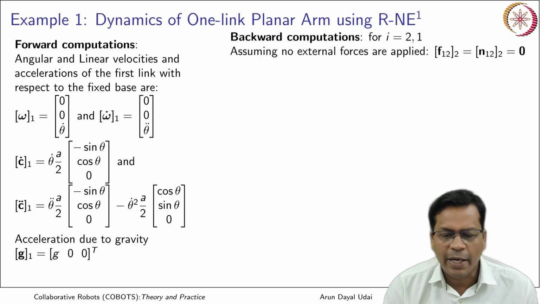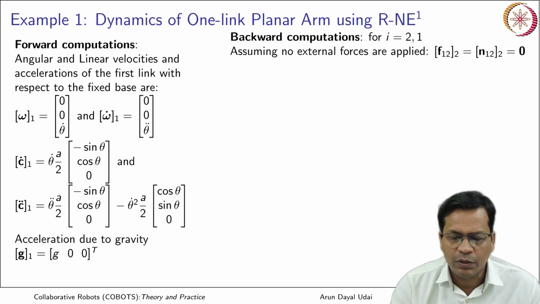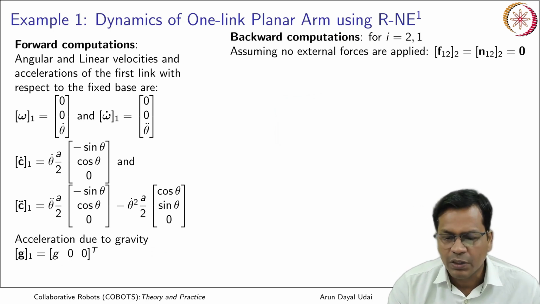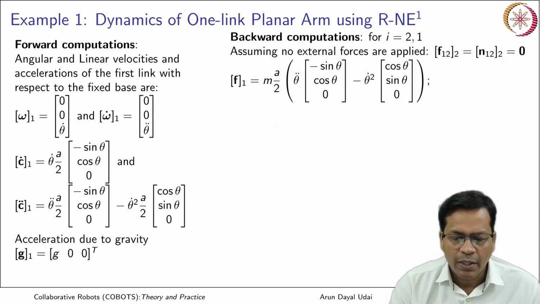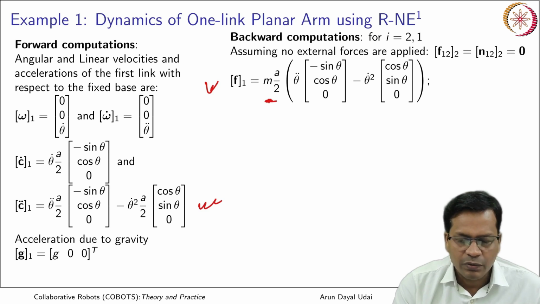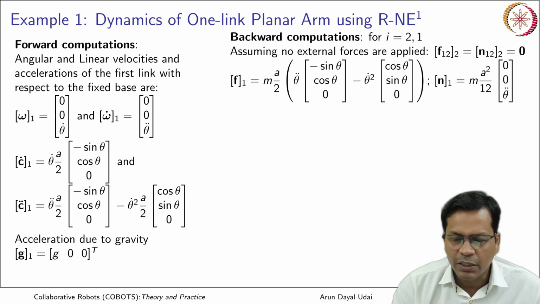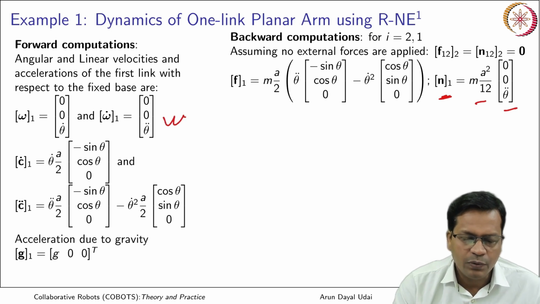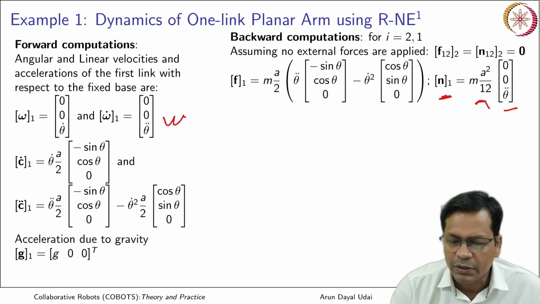Now doing the backward computation, from 2 to 1, we want to do the force and moment calculation. As there is no external force, this becomes equal to 0, and F1 will be equal to mass into acceleration, m c double dot, where m is the mass of the link. That is the term which is here. Similarly, the moment is equal to I theta double dot, I into alpha, with theta along this direction. So that is simply this one.